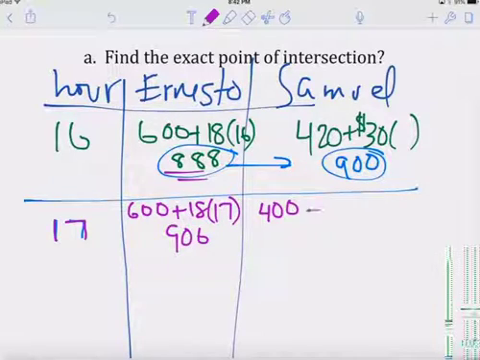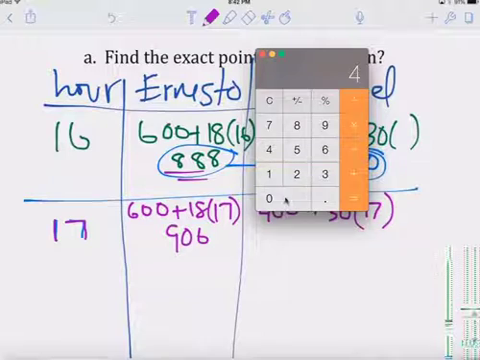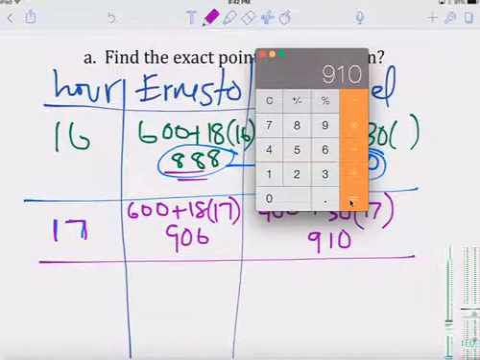400 plus 330 times 17 hours of overtime. Okay. 400 plus 30 times 17. 910. Oh, we got closer. It's only 6 apart. Okay, I'm going up. And going up gets me closer because 16 to 17, let's try 18.